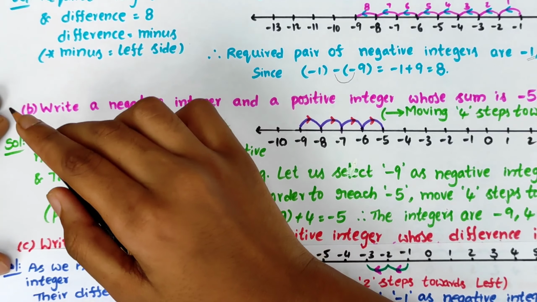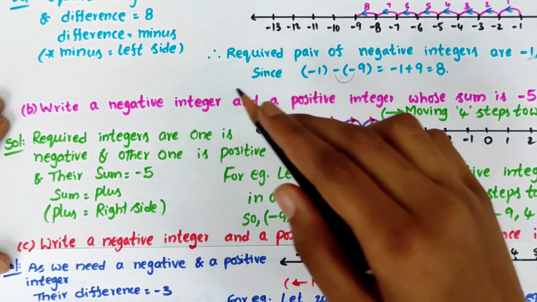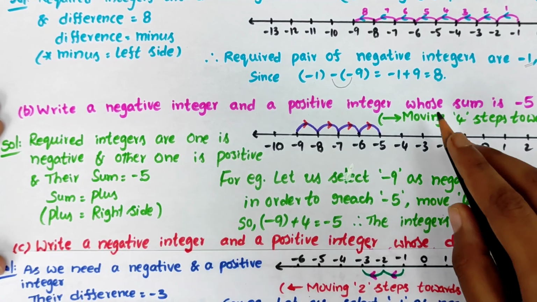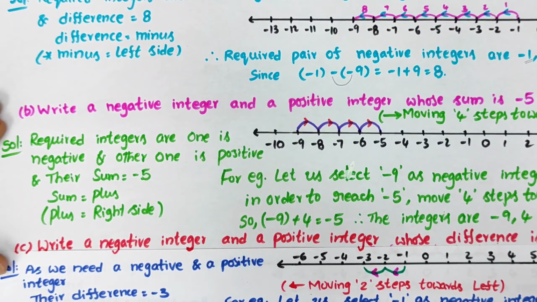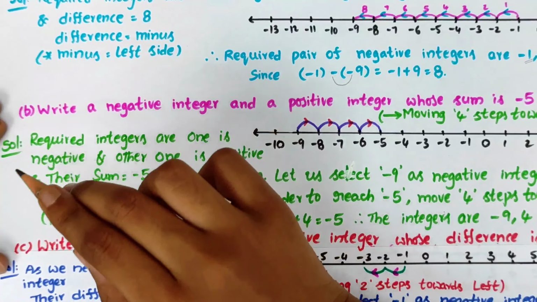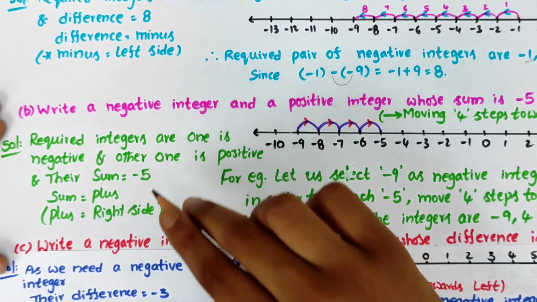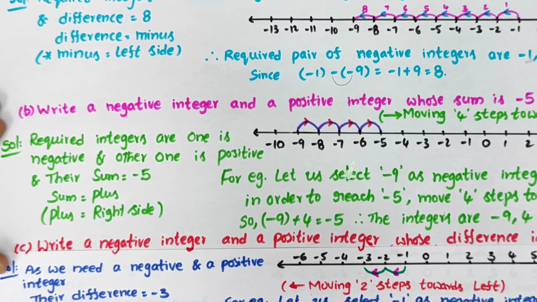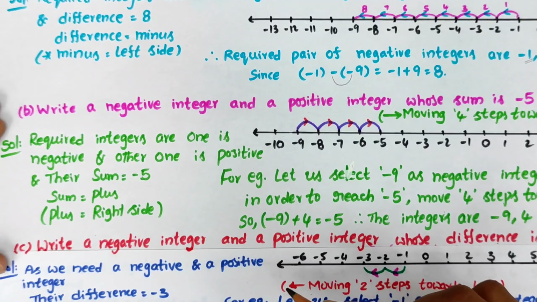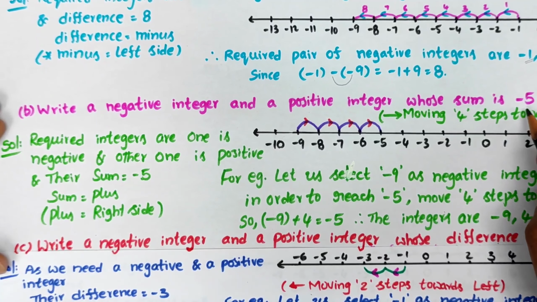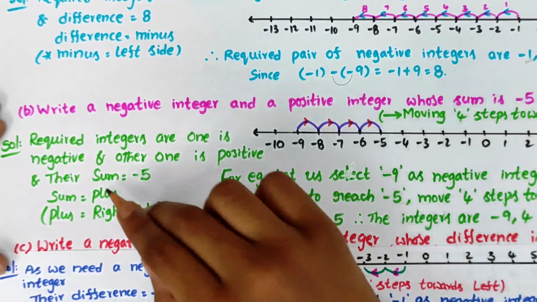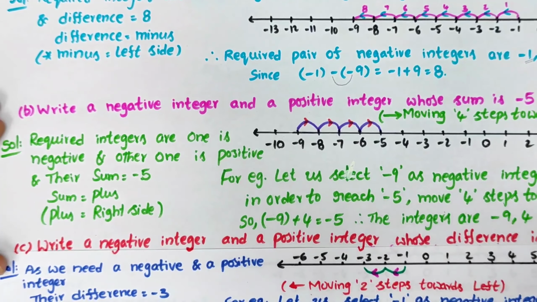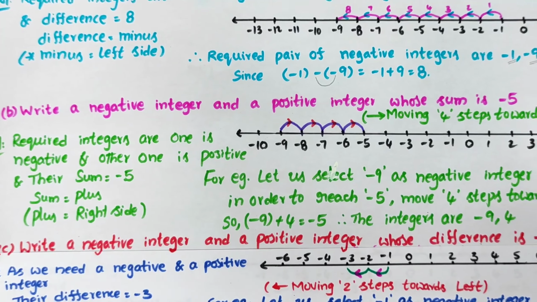Okay, friends, now let us see the next question. Write a negative integer and a positive integer whose sum is minus 5. Required integers are, one is negative and the other one is positive. See, a negative integer and a positive integer, and their sum should be minus 5. Sum means plus. Plus means we have to move right side. So here is the number line.